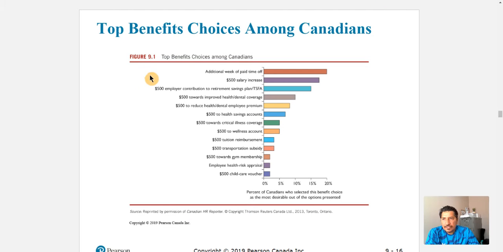Here, Figure 9.1, top benefit choices among Canadians. An additional week of paid time off: a lot of Canadians ask for that. Then a $500 salary increase, $500 employer contribution to a retirement savings plan, $500 towards improved health and dental coverage, all the way down to the bottom, like a $500 child care voucher.